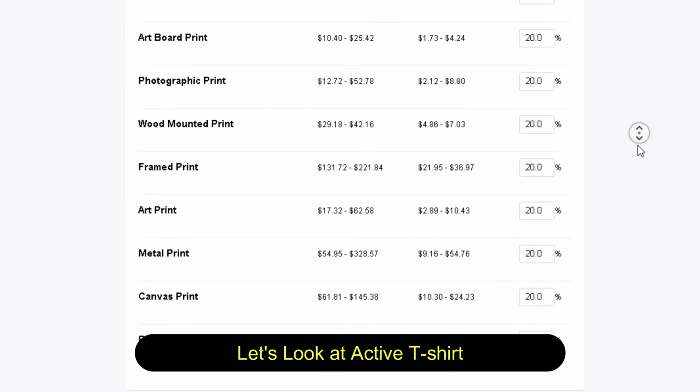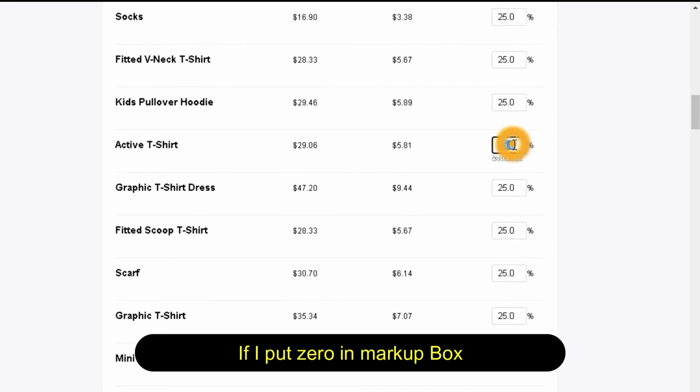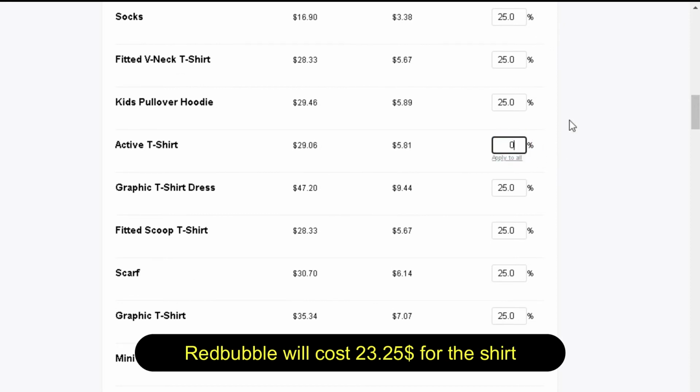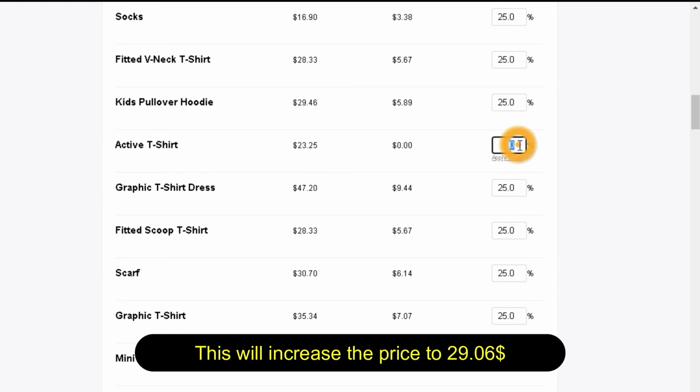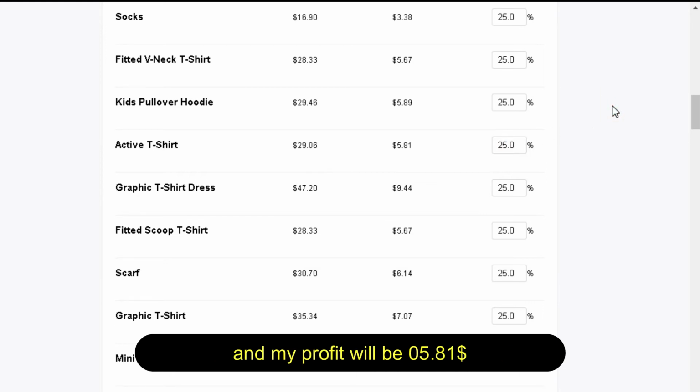Let's look at the active t-shirt. If I put 0 in the markup box, Redbubble will charge customers $23.25 for the shirt, and my profit will be 0. That means the cost of that shirt is $23.25. If I want to earn profit from that shirt, I have to increase the profit margin. Let's say 25%. This will increase the price to $29.06, and my profit will be $5.81.